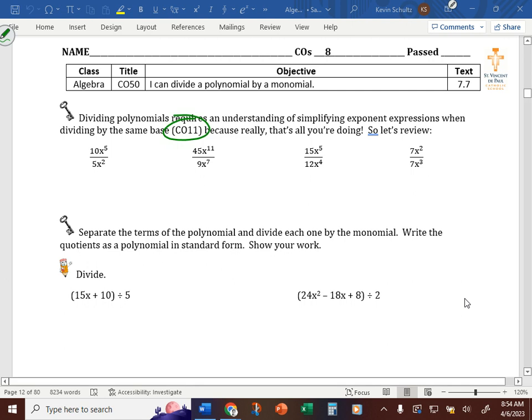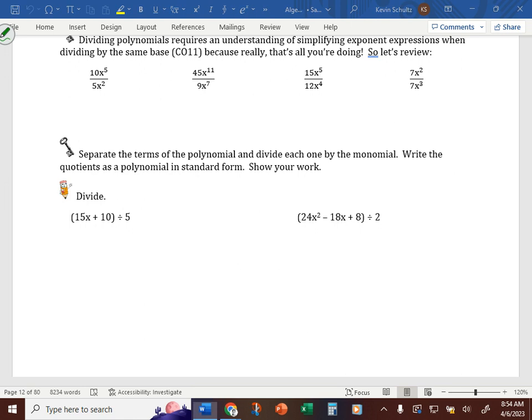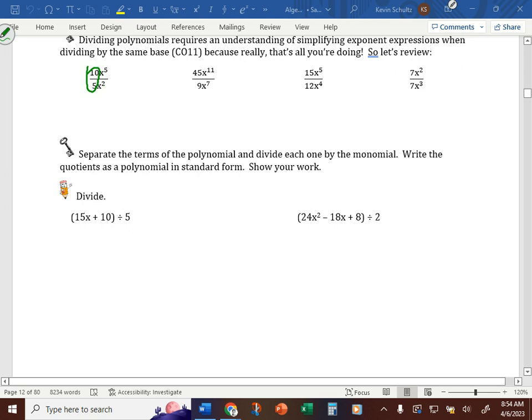If you think back to CO11, which is where we divided exponent expressions by the same base, that's essentially what we're doing here. Okay, who can remind us what the rule is for dividing expressions by the same base, such as 10x to the fifth divided by 5x squared? What do we do with the coefficients? What do we do with the exponents? Ethan? Coefficients are simplified, so we treat them like a fraction, right? 10 fifths, or 10 divided by 5, equals 2.